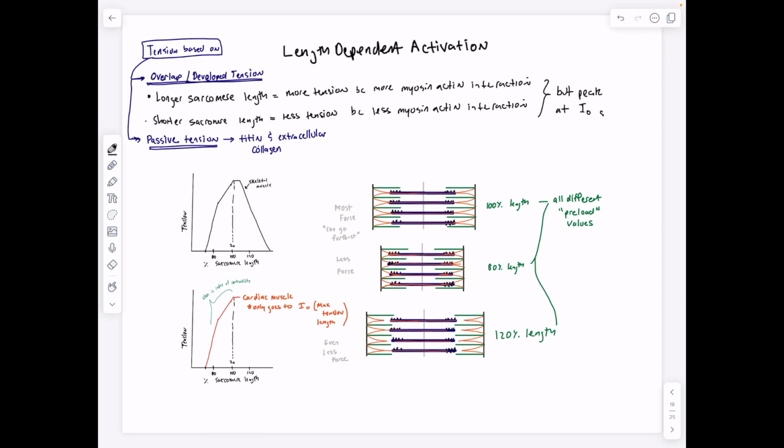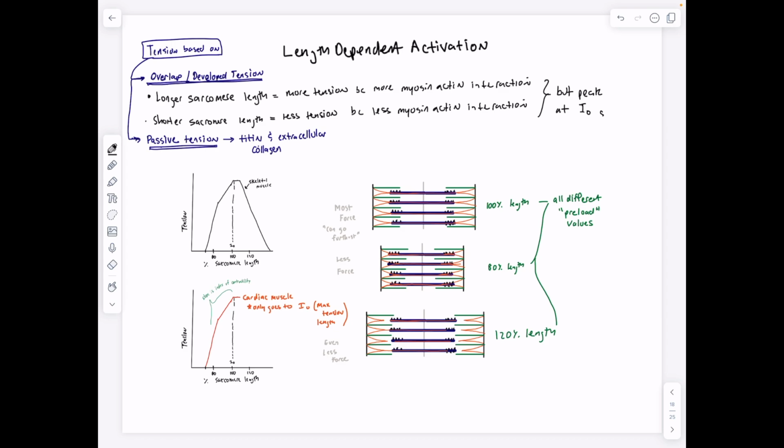All right, then we have the concept of length-based activation. And so the idea here is something that we're probably familiar with, which is, right, sarcomere length is going to have an effect on how much force or tension the sarcomere can produce. But we also have this passive tension from the titin and the extracellular collagen, which is going to contribute to it. And then the idea that the amount of calcium that's available to the cell is also going to contribute to the tension that the myocyte can produce.